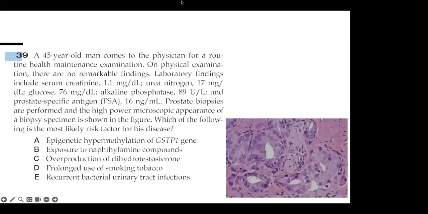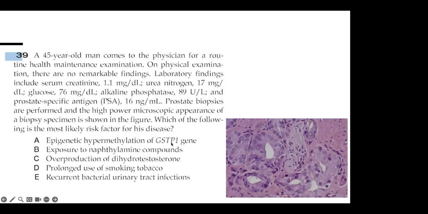Next question, once again from Robbins. We have a 45-year-old male this time who comes to the physician for a routine health maintenance examination. On physical examination, there are no remarkable findings. Lab findings show serum creatinine 1.1, urea 17, glucose 76, alkaline phosphatase 18.9, PSA is 16, pretty high. Prostate biopsies are performed and the high-power microscopic appearance of the biopsy specimen is shown in the figure. You can see the figure on the right. Which of the following is the most likely risk factor for his disease? So I think you can tell that this is prostate cancer. So yeah, the answer is A.